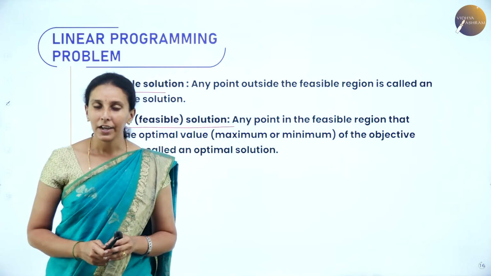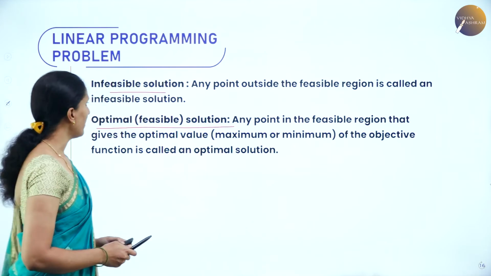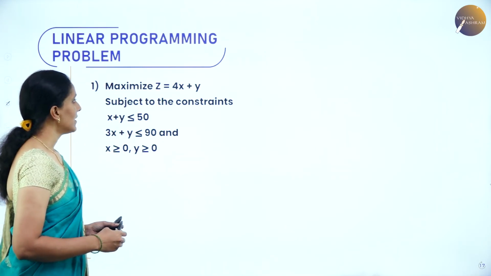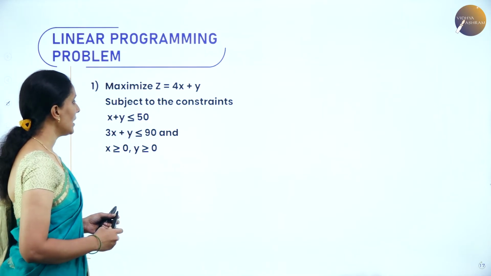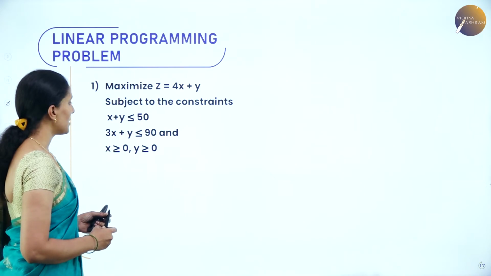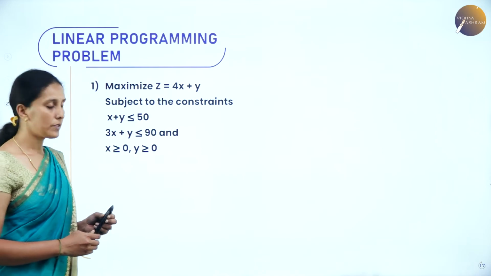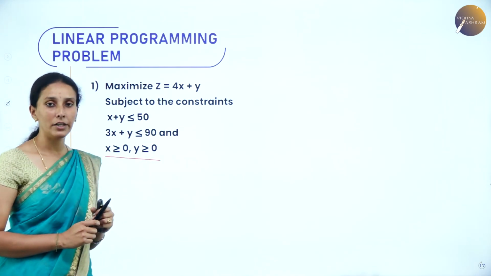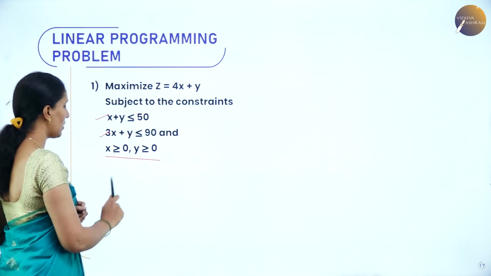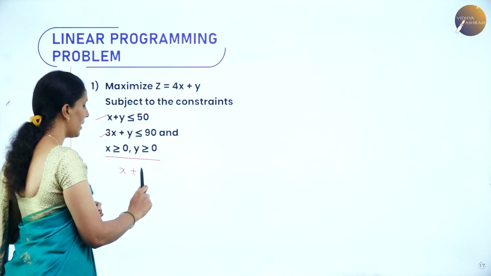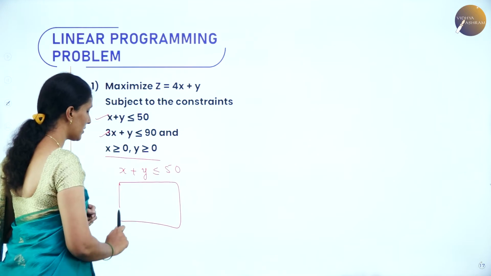Now, let us take a few linear programming problems and find the solution. The first one is: maximize z equals 4x plus y subject to the constraints x plus y less than or equal to 50, 3x plus y less than or equal to 90, x greater than or equal to 0, y greater than or equal to 0. Again, our solution lies in the first quadrant. So let us find the solution for these linear inequalities. The first one is x plus y less than or equal to 50.